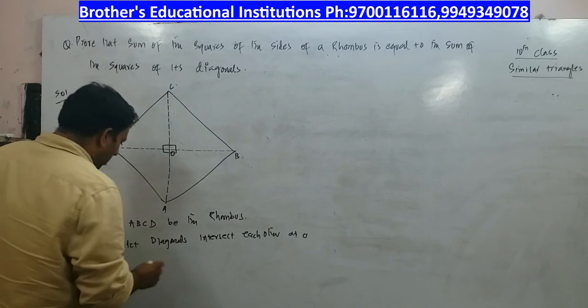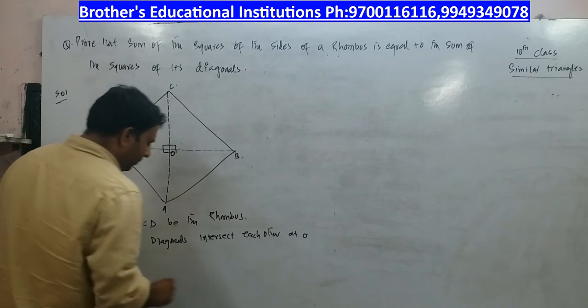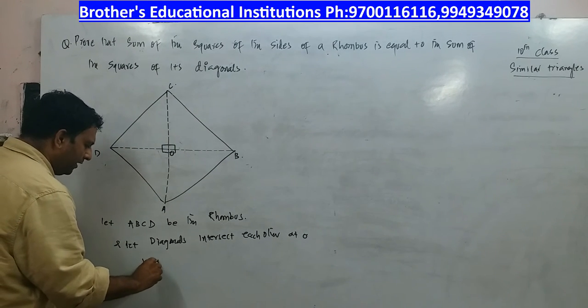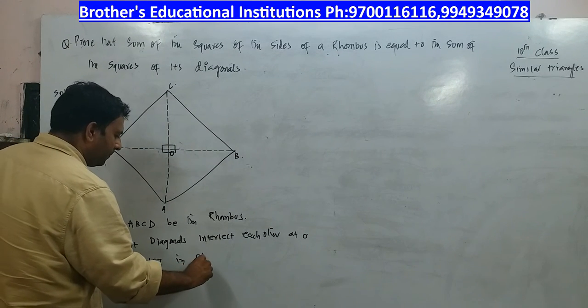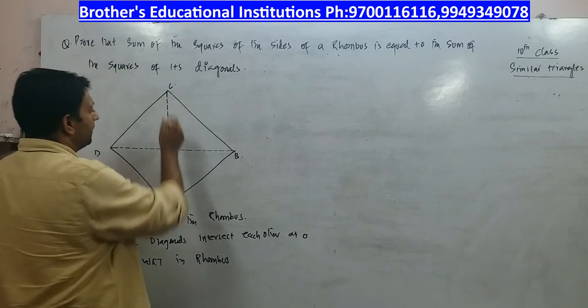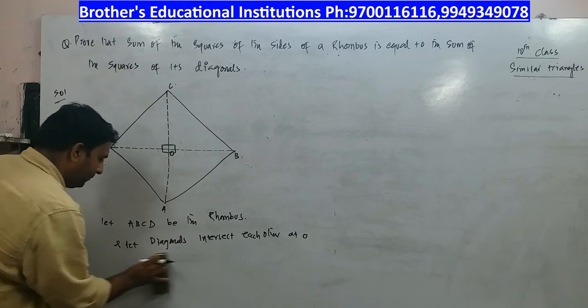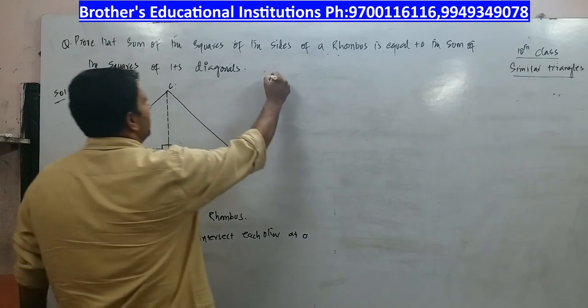So also, alright. ABCD is a rhombus. So diagonals intersect each other at O. Now I'll write, we know that in rhombus, let me first write required to prove. Okay. Now, what is required to prove?